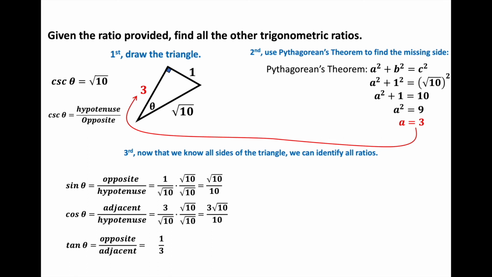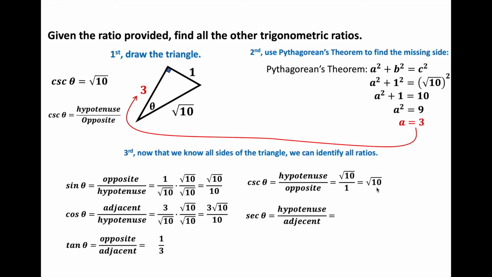Now, cosecant is the hypotenuse divided by the opposite. It is the reciprocal of sine, or as I like to refer to it, the refliprical. All we're going to do is flip these two. Sine is 1 over square root of 10, so that ends up being square root of 10 over 1, which reduces to just the square root of 10. This is a key one, because this was the one that was provided, so those two ought to match. And it does, so we're okay.